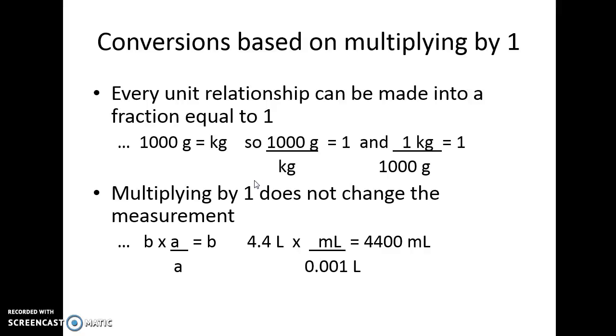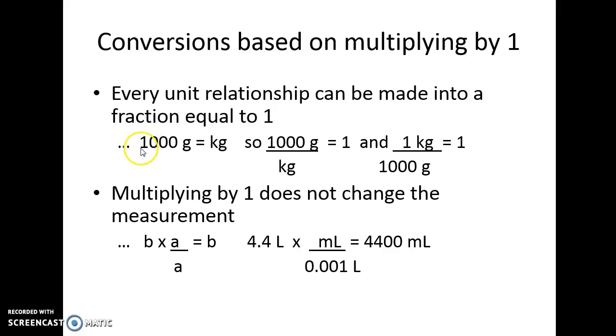All of our conversions are based on multiplying by 1. We don't ever want to change a measurement. All we want to do is change how it's expressed. We can make 1 by making the numerator and the denominator of a fraction the same. For instance, b times a over a is equal to b. Why? Because a and a cancel each other out. So if I make my fraction so that the numerator is equal to the denominator, then I multiply that times the measurement, I don't change my measurement, I only change the way it's expressed.